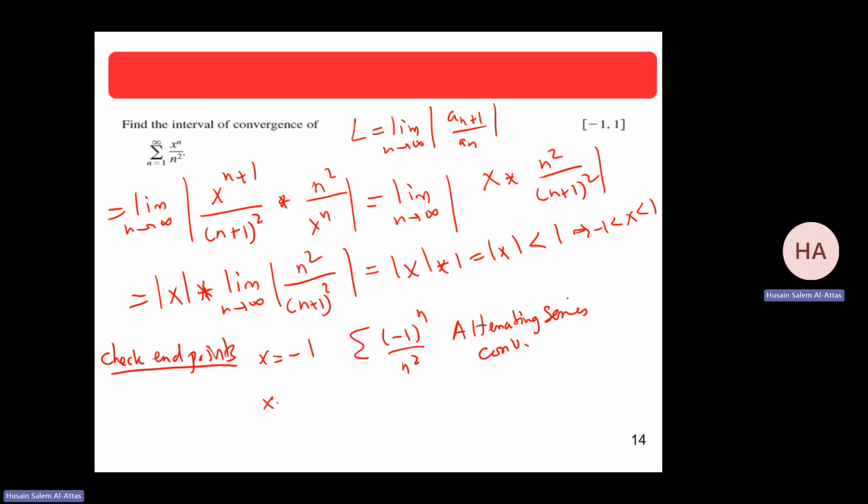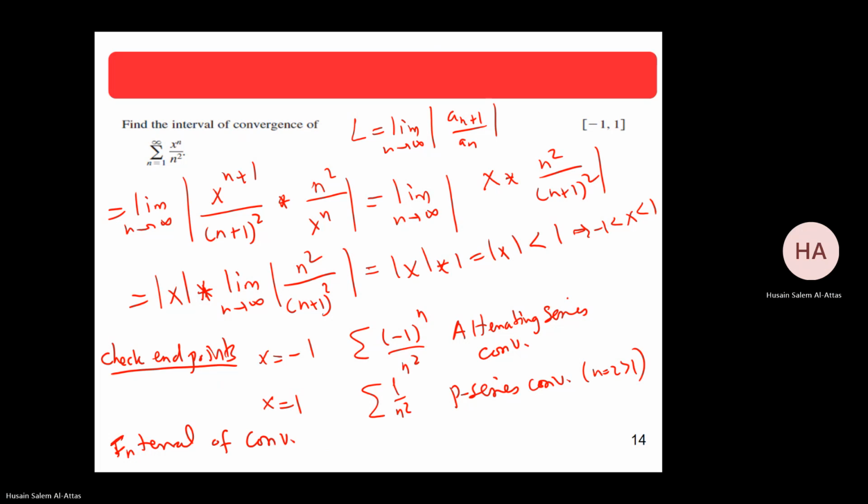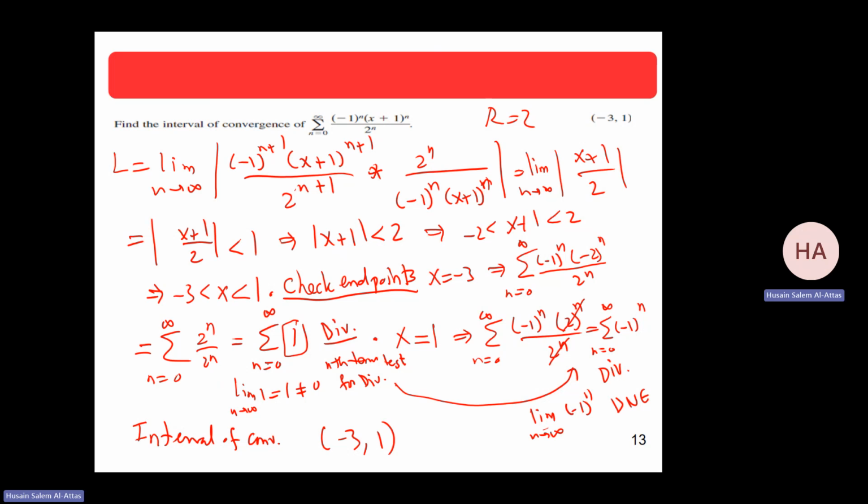The other endpoint, x equal 1, what will be the summation? 1 to the power n, which is 1 over n squared. This is a p-series. It converges since p equals 2. So what will be the interval of convergence? Both are included, because both converge. Closed, minus 1 and 1. So you have one closed, both open, one closed.